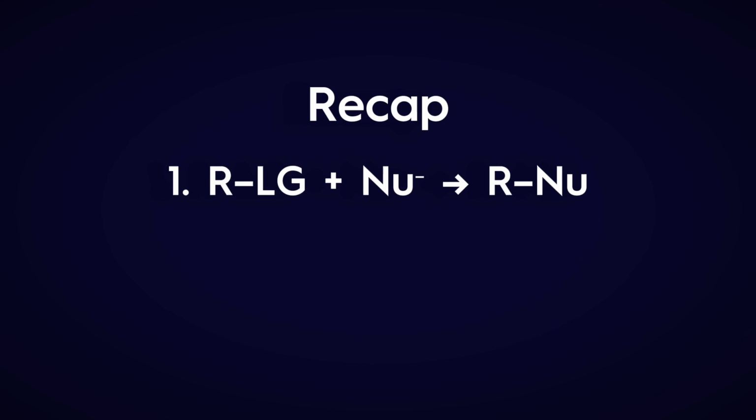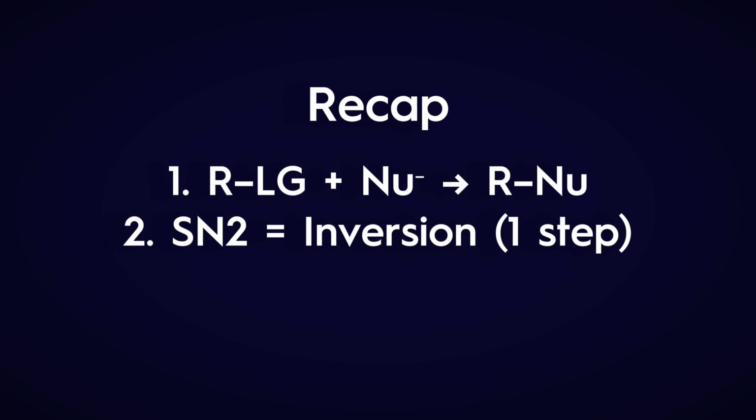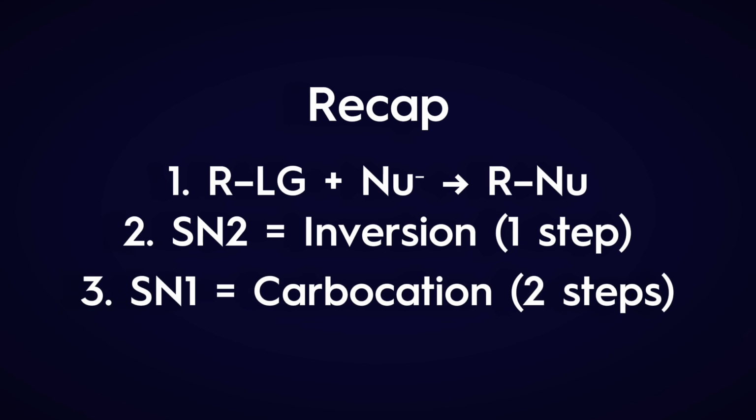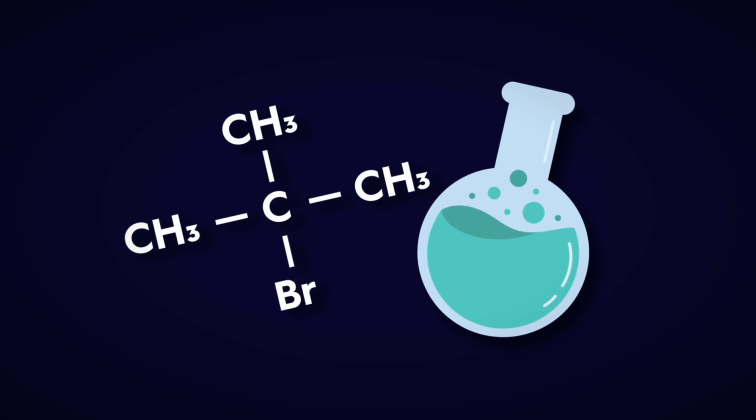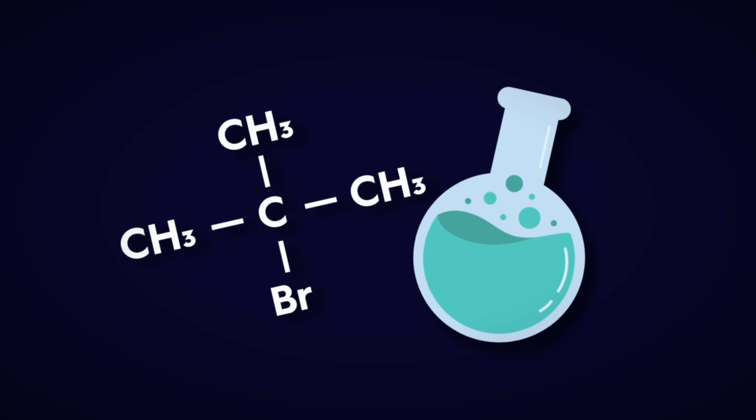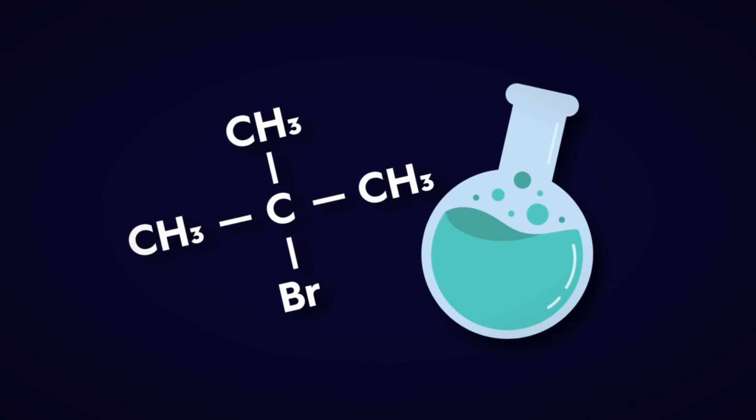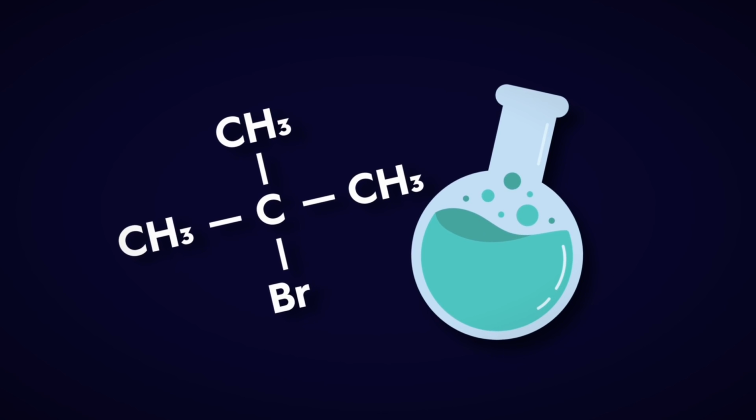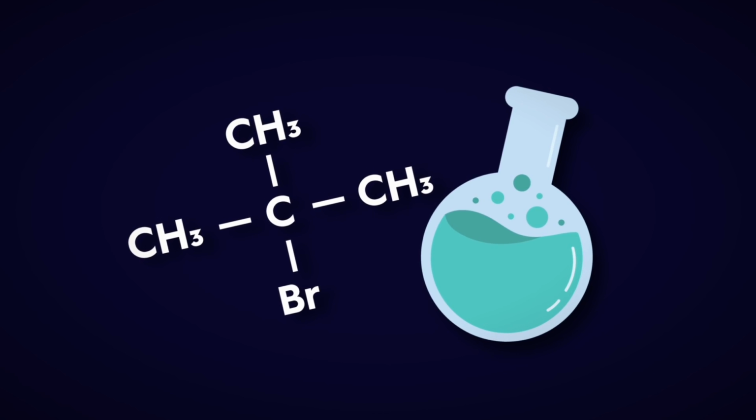To recap, nucleophilic substitution is when a nucleophile replaces a leaving group. SN2 proceeds in one concerted step, with backside attack and inversion of configuration, while SN1 unfolds in two steps through a carbocation and often produces racemization. By weighing substrate, nucleophile, solvent, and leaving group together, you can confidently predict whether the reaction will follow SN2 or SN1.